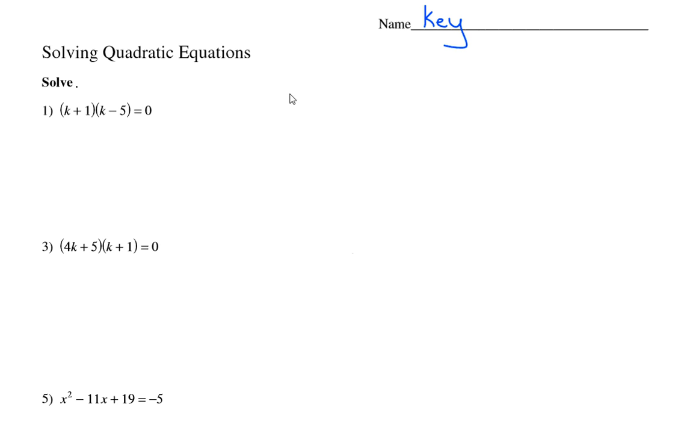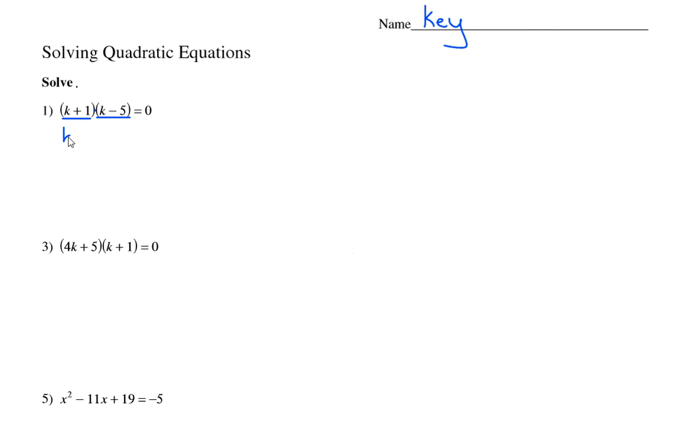Hello algebra students. In this video we are going to go through solving quadratic equations. As you saw in the lesson, if you are given a problem where you have a product of factors and they equal 0, we're just going to apply the zero product property right away. Again, the zero product property says that if we're multiplying factors and getting out a 0, one of those two factors must be equivalent to 0.